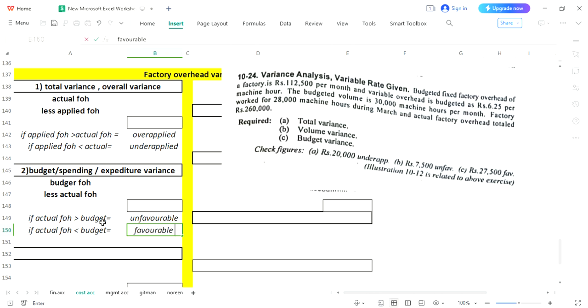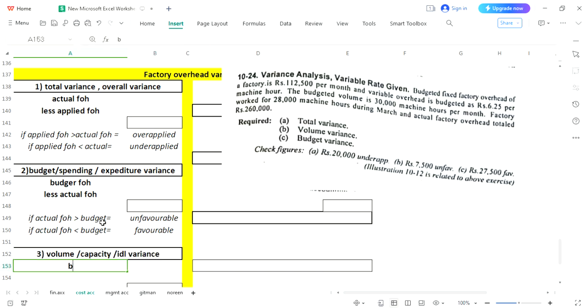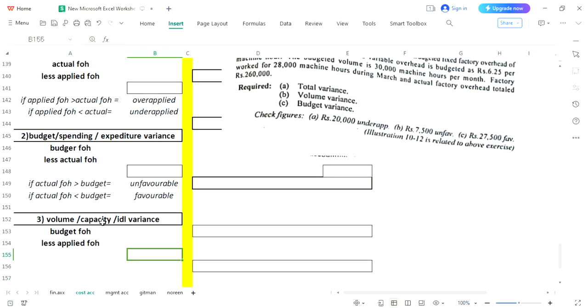All right, the next variance you will calculate is the volume or idle capacity variance, which is a relationship between budget and applied. So you will write budget FOH first, and then your applied FOH. Finally, you will calculate your variance over here. This variance would be the difference between budget and applied FOH. Next, conclude the variance by focusing upon budget.